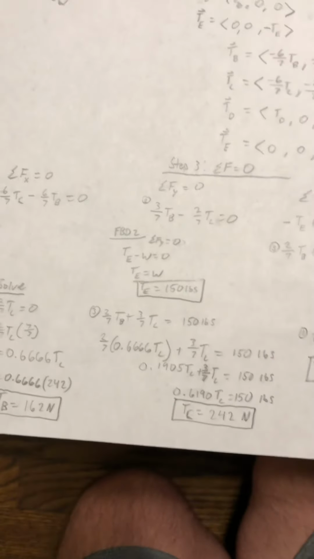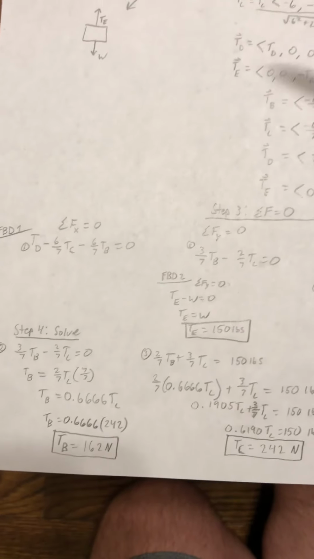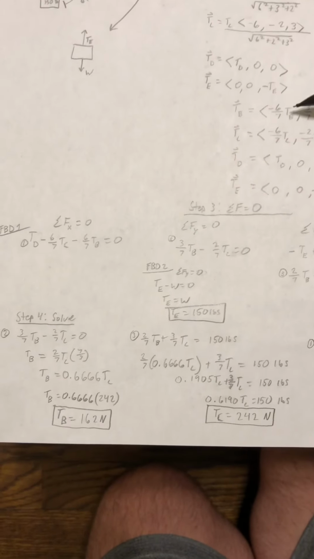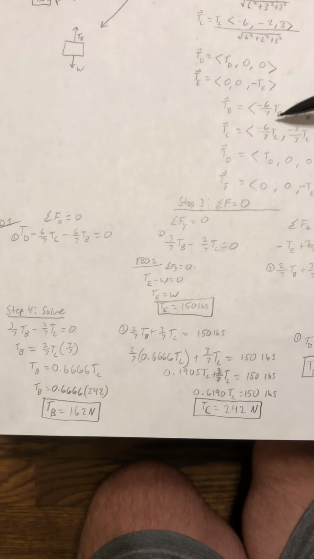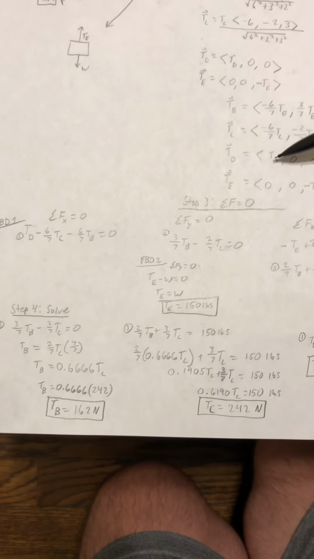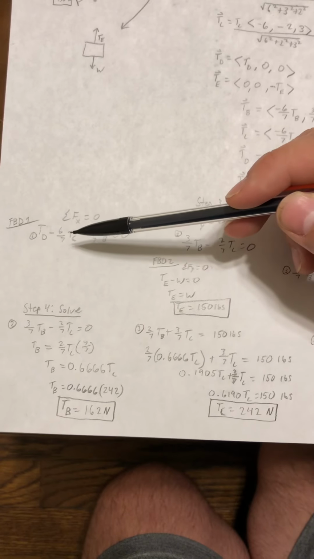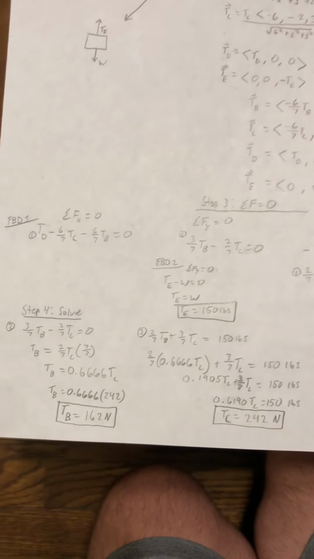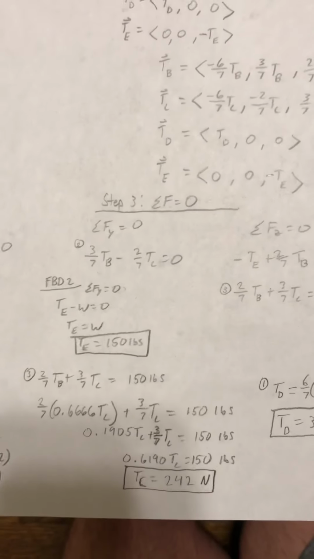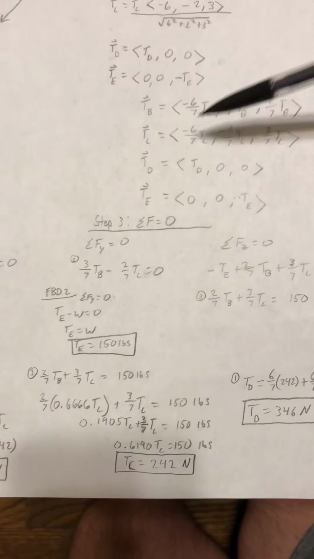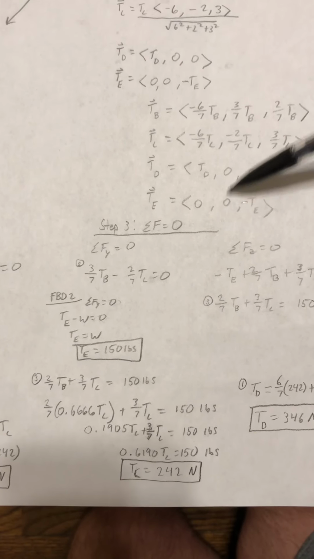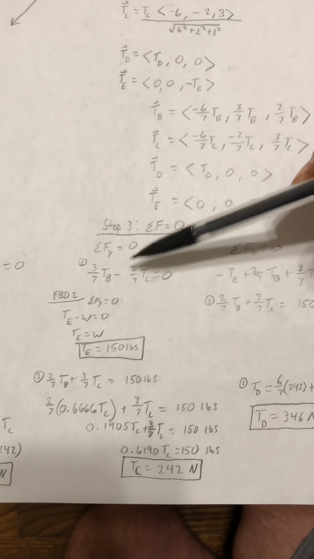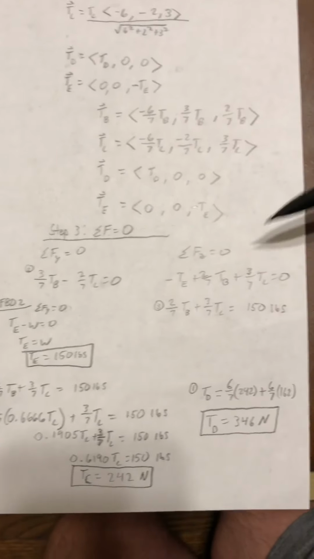The next step is to sum all the forces to equal 0. So you look right here at the sum of forces in the x direction. So we have -6/7 times TB, -6/7 times TC, and then we have TD. So I wrote TD minus 6/7 TC minus 6/7 TB equals 0. That's our first equation. Sum of the forces in the y direction, you see we have, these are 0, so we have 3/7 TB minus 2/7 TC equals 0 right here.